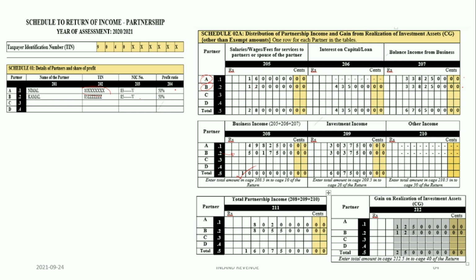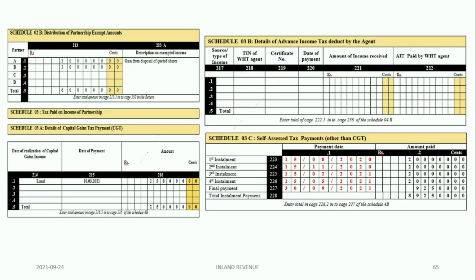Now go to the next schedule, distribution of partnership exempt income, schedule 2B. We know that 600,000 ordered public shares are distributed between two partners, 300,000 each. So the details are included in schedule 2B.